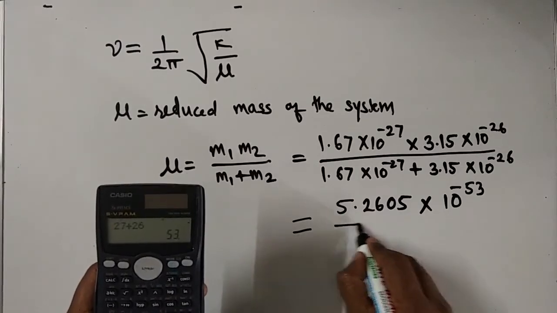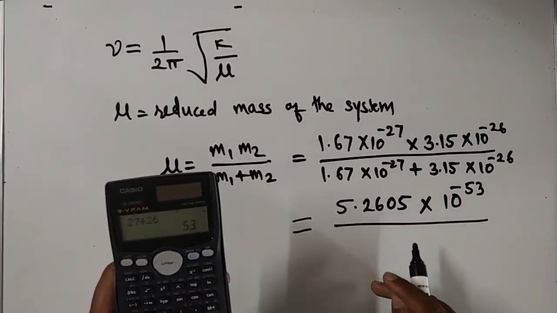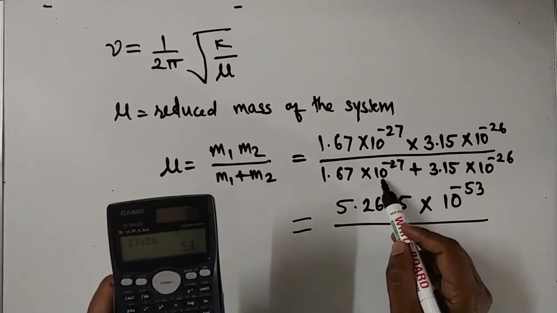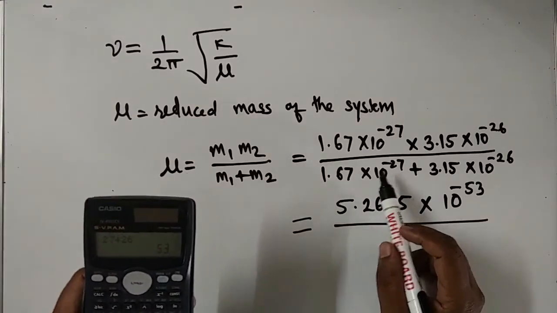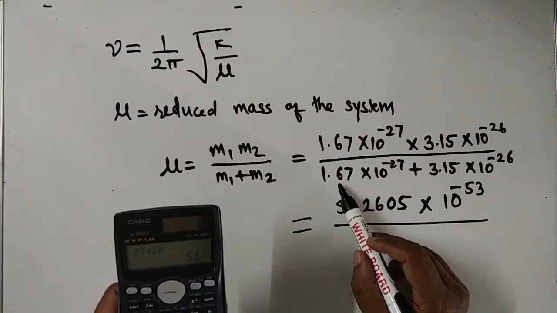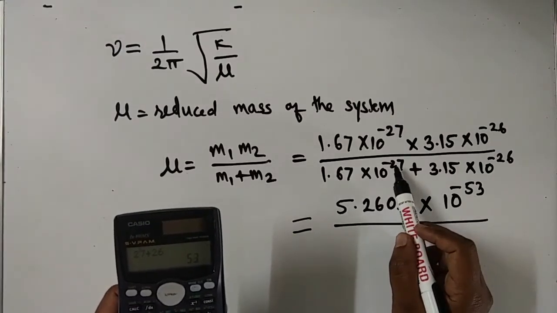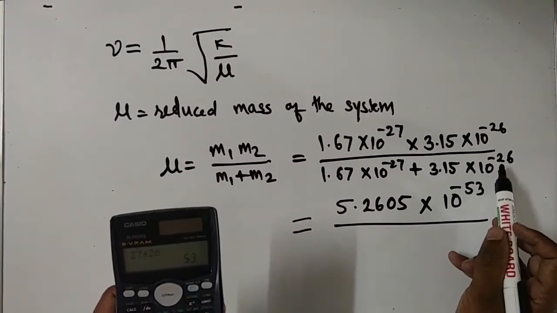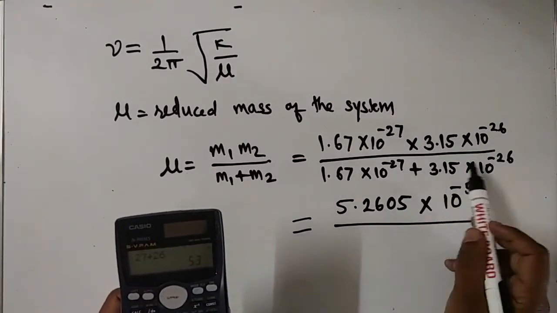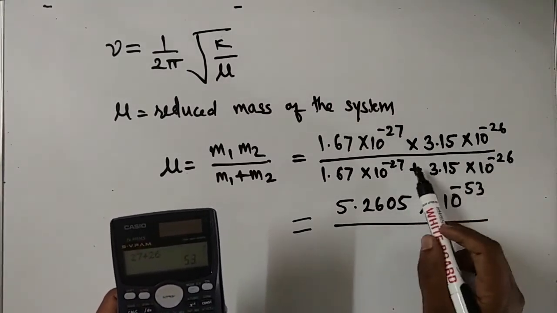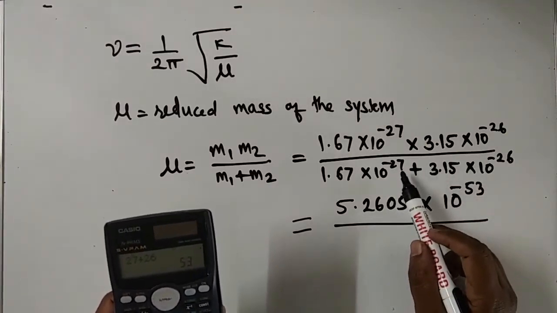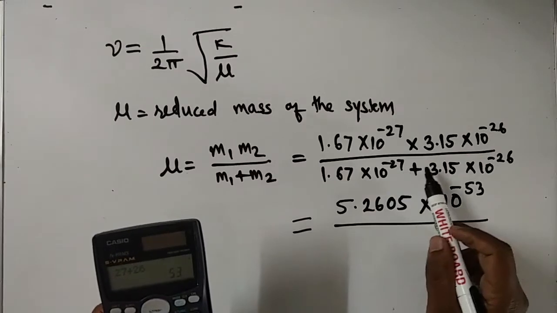And below we'll do the calculation. Before that, here we have to see the order, right? In the denominator we have 1.67 into 10 raised to minus 27 plus 3.15 into 10 raised to minus 26, right? Here the two terms are not in the same order, that means we cannot directly sum these two terms.